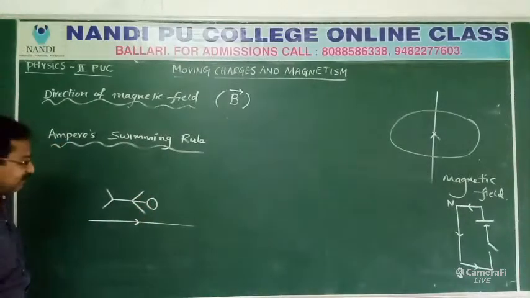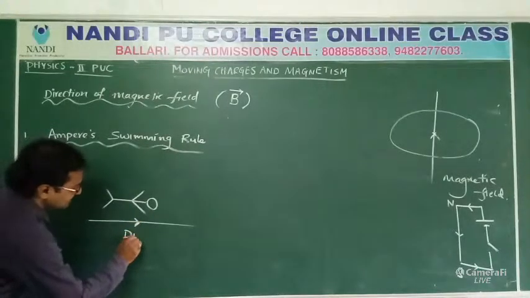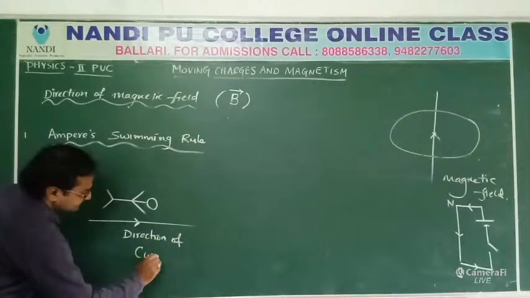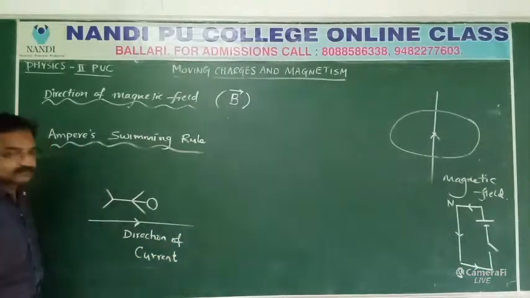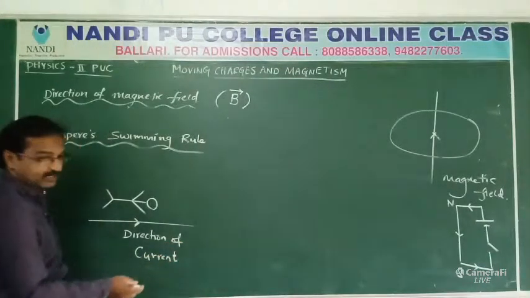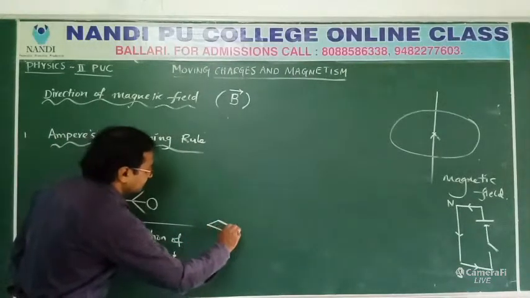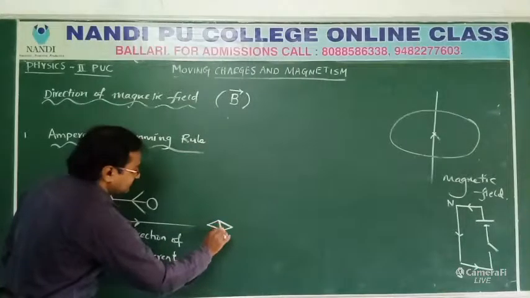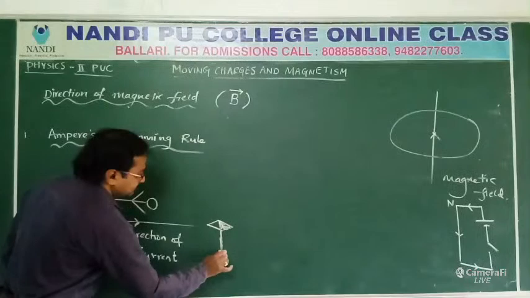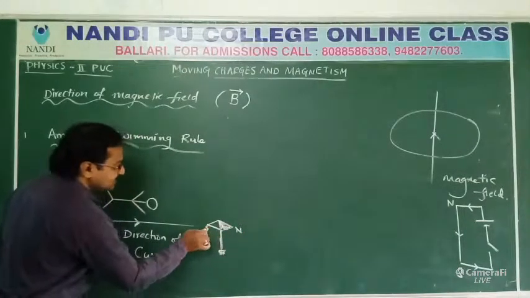Okay, children? A person is swimming in the direction of current. So this is the direction of current. Okay, facing a magnetic needle. I will place here a magnetic needle. So this is the north pole, this is the south pole.